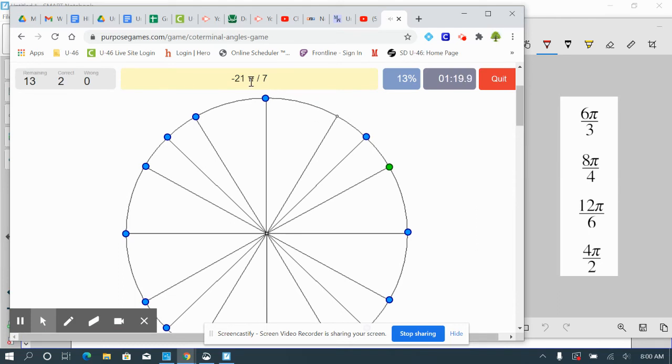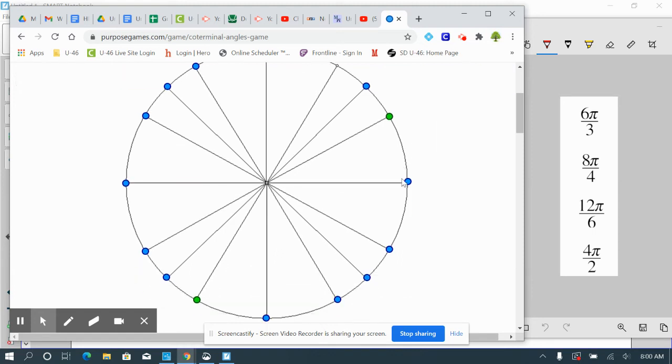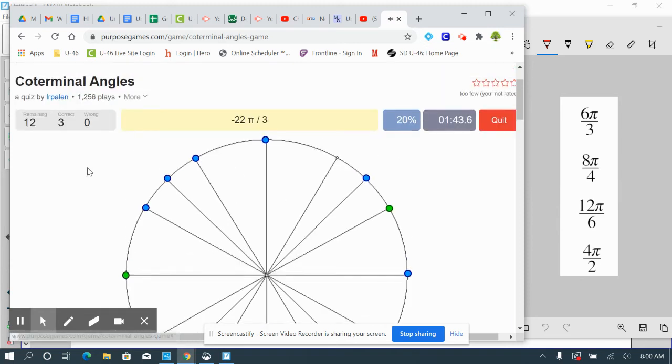And here, negative 21 pi over 7, well, 7 isn't one of these special angles. So fortunately for us, 21 is divisible by 7. So if you divide, you get negative 3 pi. And negative 3 pi, negative, so you go down, that's 1 pi. You keep on going, that's negative 2 pi. And you go 1 more pi, that's negative 3 pi right here.